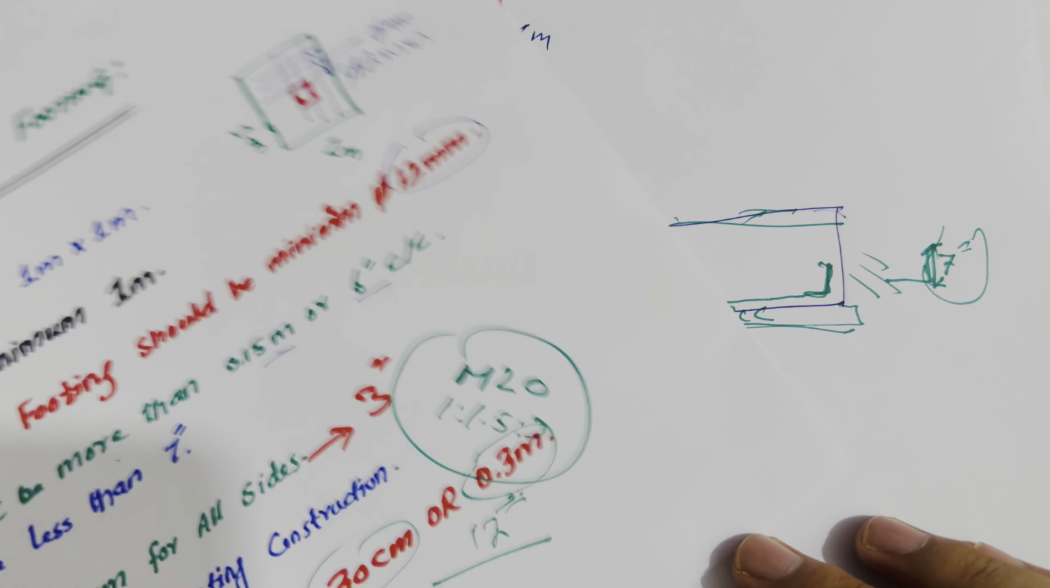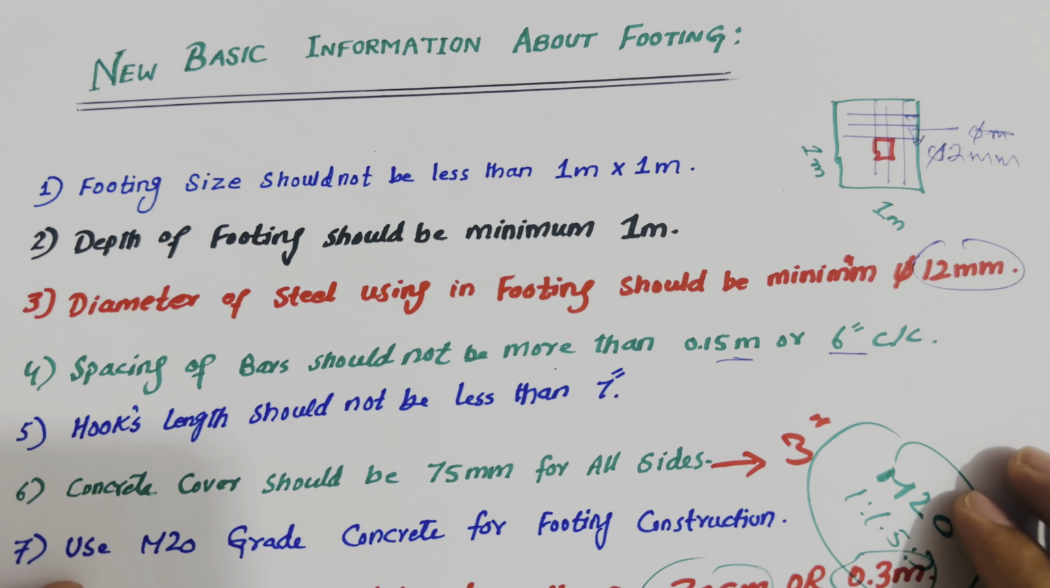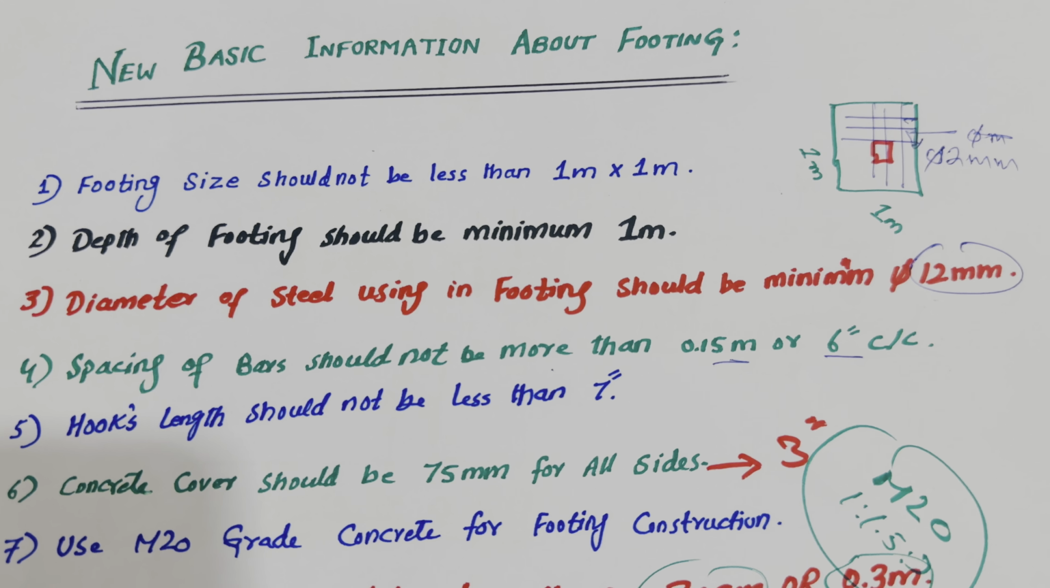So this is a short video to guide you on steel reinforcement, size of footing, depth of footing, spacing of main bars and distribution bars, and diameter of main bars and distribution bars. So all we have is related to RCC footing basic information.